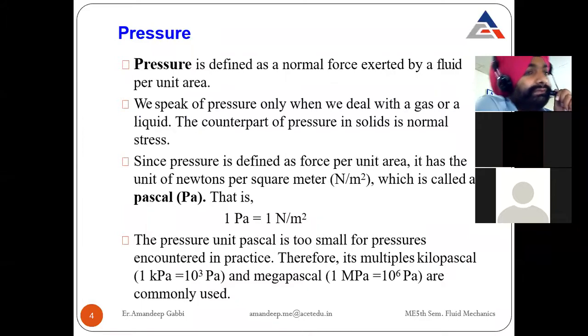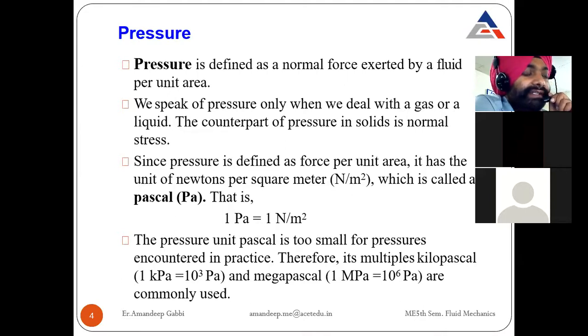Now, pressure. How to define pressure? Pressure is defined as force per unit area. Pressure is defined as the normal force exerted by a fluid per unit area. We speak of pressure only when we deal with a gas or a liquid. There is no pressure in the case of a solid. We call it stress in that case. Force per unit area is stress in the case of solids. You all have studied strength of materials, where you studied stresses and strains.